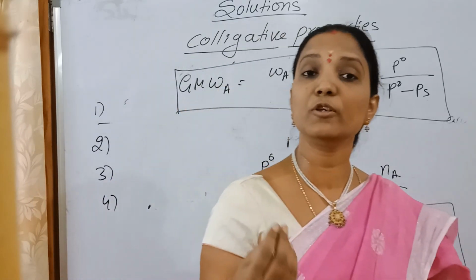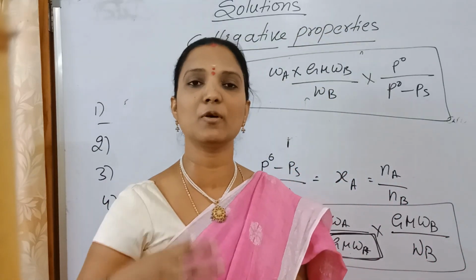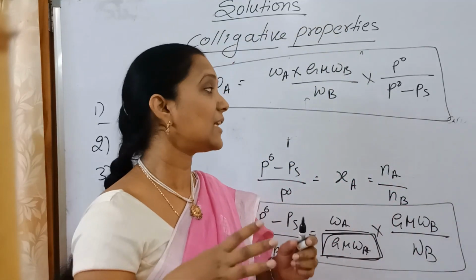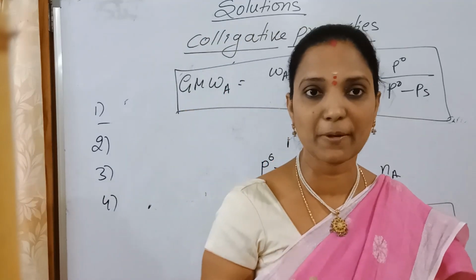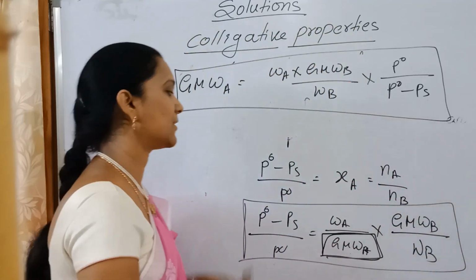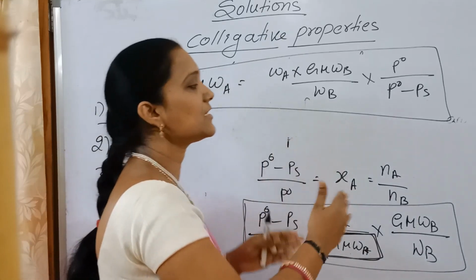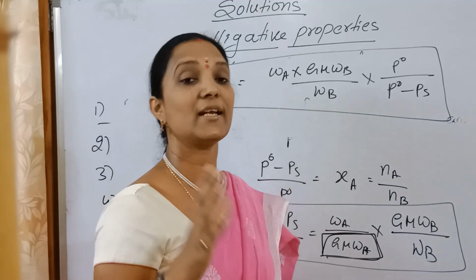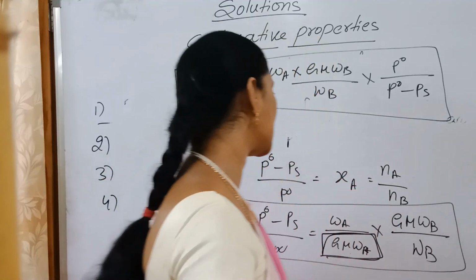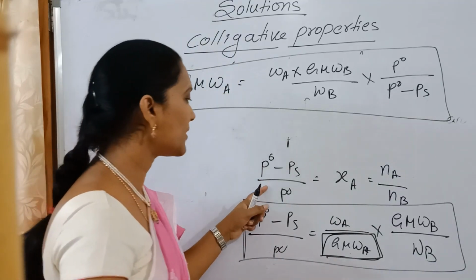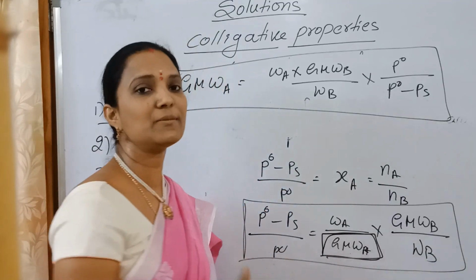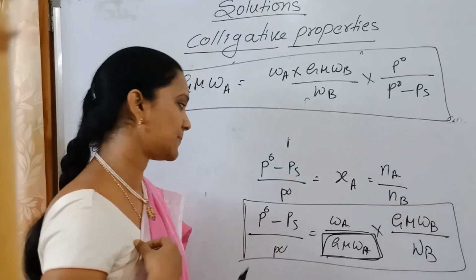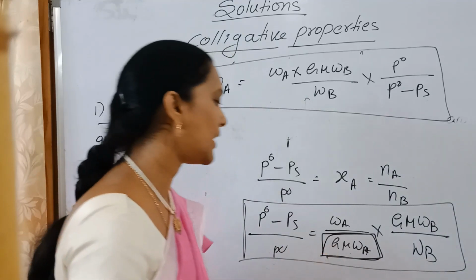Now, as the number of solute particles increases, more lowering of vapor pressure takes place. Nothing but this lowering of vapor pressure is directly proportional to the number of solute particles. Now this is a colligative property. All colligative properties are directly proportional to the number of solute particles. So according to Raoult's law, the formula is P naught minus PS by P naught. What is the importance of this RLVP? Why should we practice this one? P naught minus PS by P naught is equal to XA.